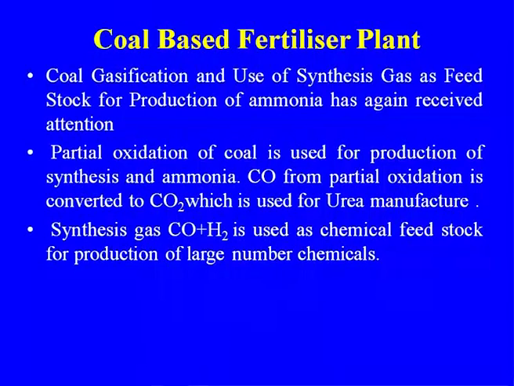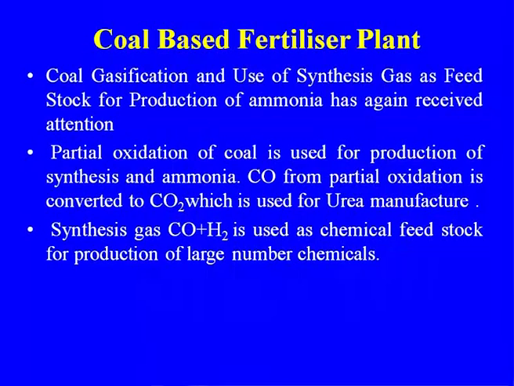because a large number of fertilizer plants came based on natural gas or naphtha, and they were more economical. So partial oxidation of the coal is used for production of synthesis gas and ammonia. CO from the partial oxidation is converted to CO2, which is used for the urea manufacture. That is the process we are using in case of ammonia manufacture and urea manufacture.